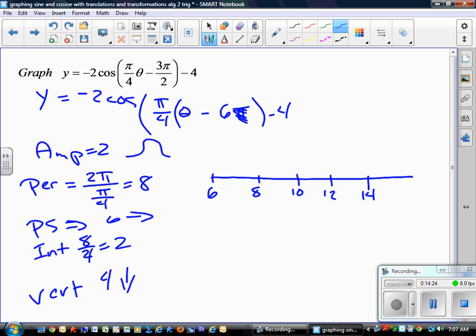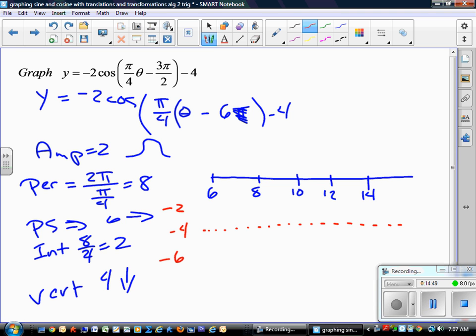I'm going to drop my midline, a total of 4. So if that's 0 and I drop my midline 4, I'm going to go down to negative 4, put that midline right around here. My amplitude's going to be 2 up and down from that, so I'll go to negative 2 and negative 6.